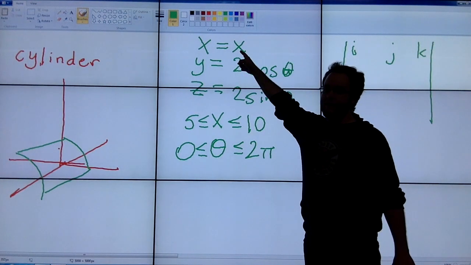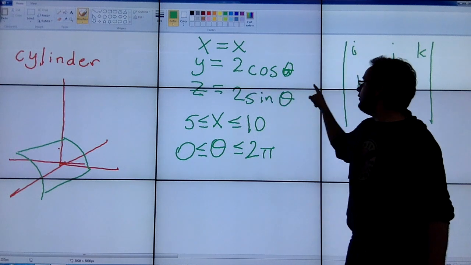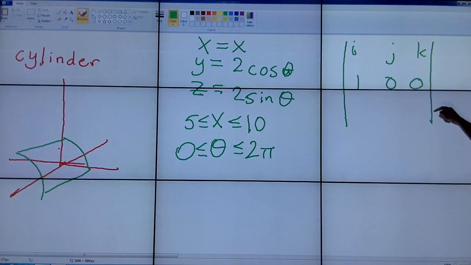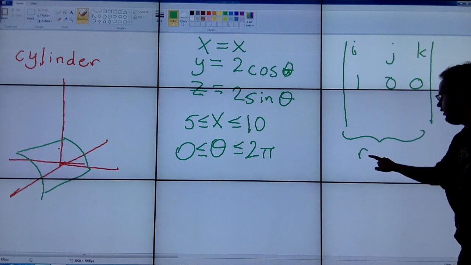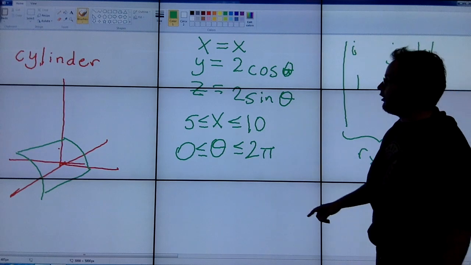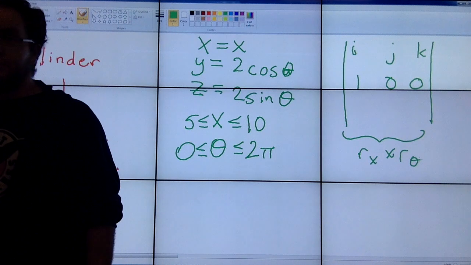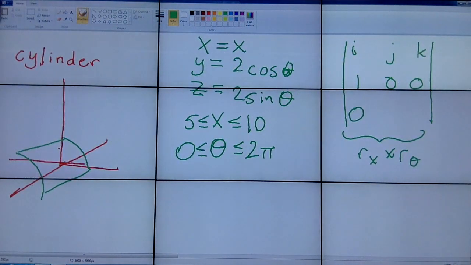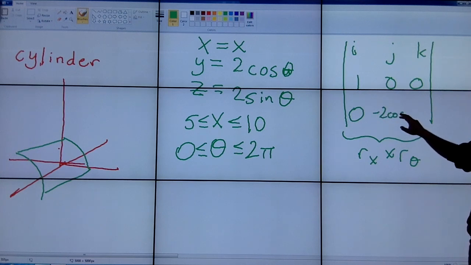What's the partial derivative of x with respect to x? 1. Partial derivative of this with respect to x? 0. Partial derivative of this with respect to x? 0. So this is R_x cross R_theta. What's the partial derivative of x with respect to theta? 0. What's the partial derivative of 2 cosine theta with respect to theta? Negative 2 sine theta.